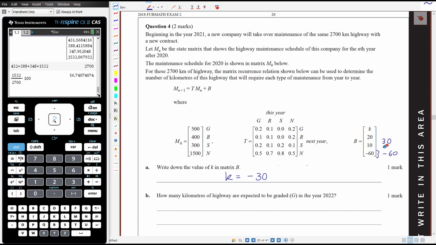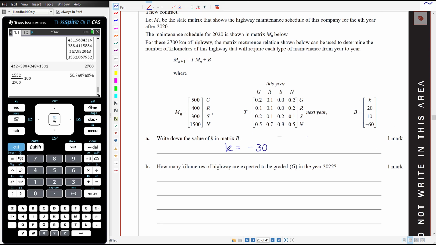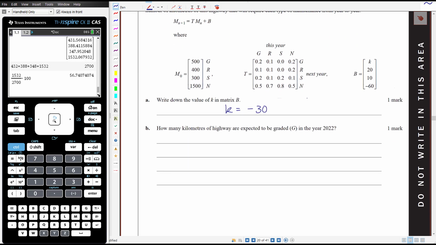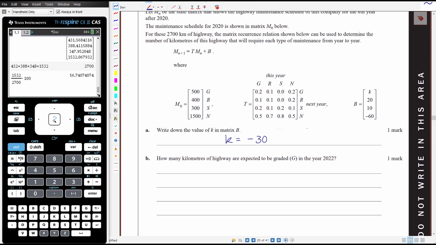Okay. How many kilometres of highway are expected to be graded in the year 2020? Okay, so we've got 2022. So we've got 2020, so we need to make 2 transitions. And when you've got a plus b on the end here, you can't simply do T squared. You have to do the 2 transitions.